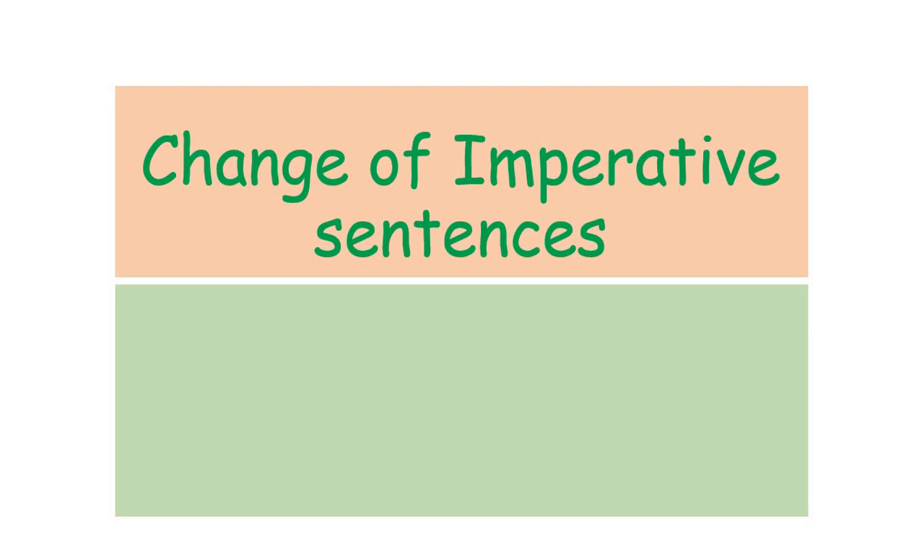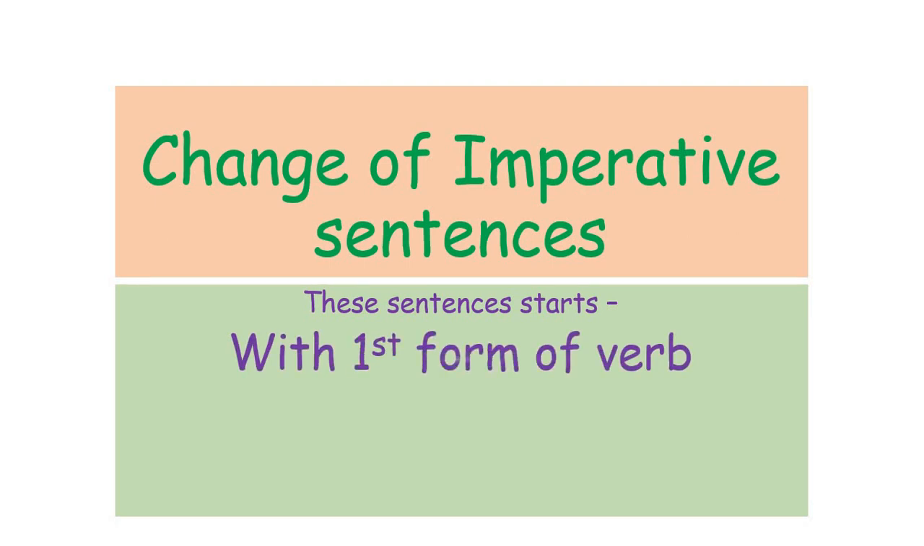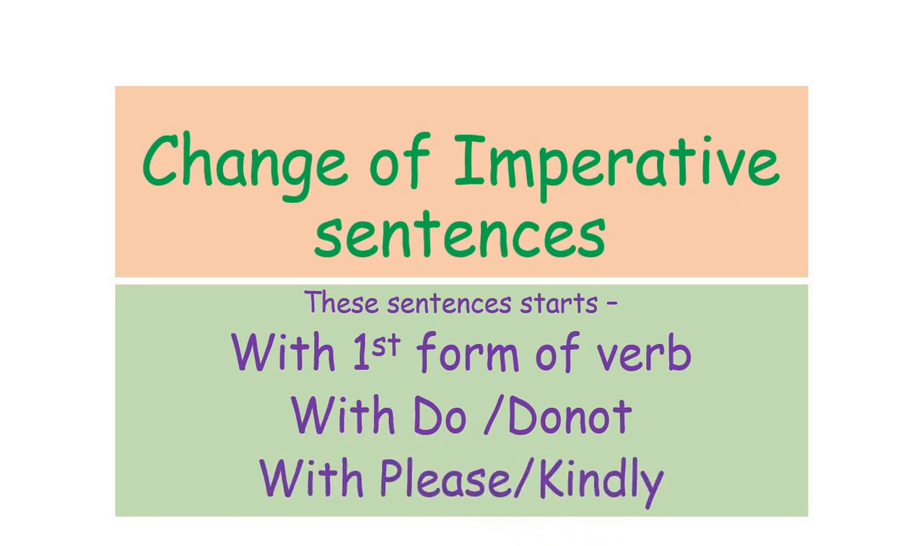तो सबसे पहले बात यह आती है कि imperative sentence होते क्या हैं. These sentences start with the first form of the verb. In every imperative sentence, you will find the first form of the verb. Then we use either do or do not at the beginning of the sentence. In some of the sentences, please or kindly is used. Now how we convert these sentences into indirect narration is being discussed in the next segment.